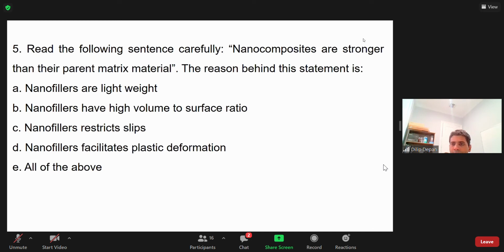Read the following statement carefully. Nanocomposites are stronger than their parent matrix material. The reason behind this statement is: the nanofillers are lightweight, nanofillers have high volume to surface ratio, nanofiller restricts slips, nanofiller facilitates plastic deformation, or all of the above. Read the statement carefully, which statement best describes why nanocomposites are stronger than their parent matrix material?